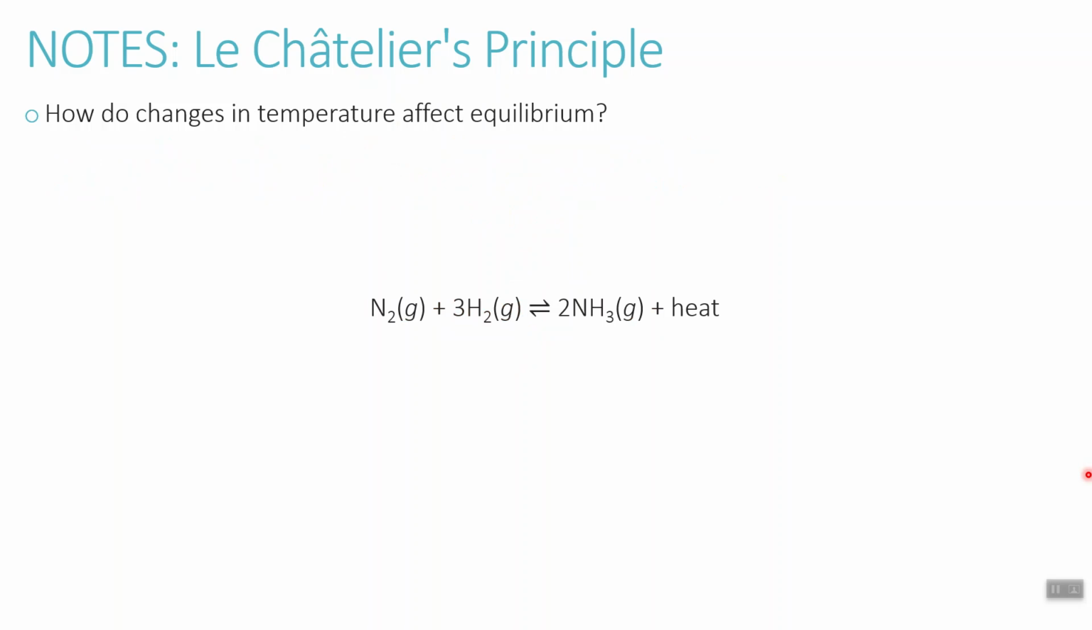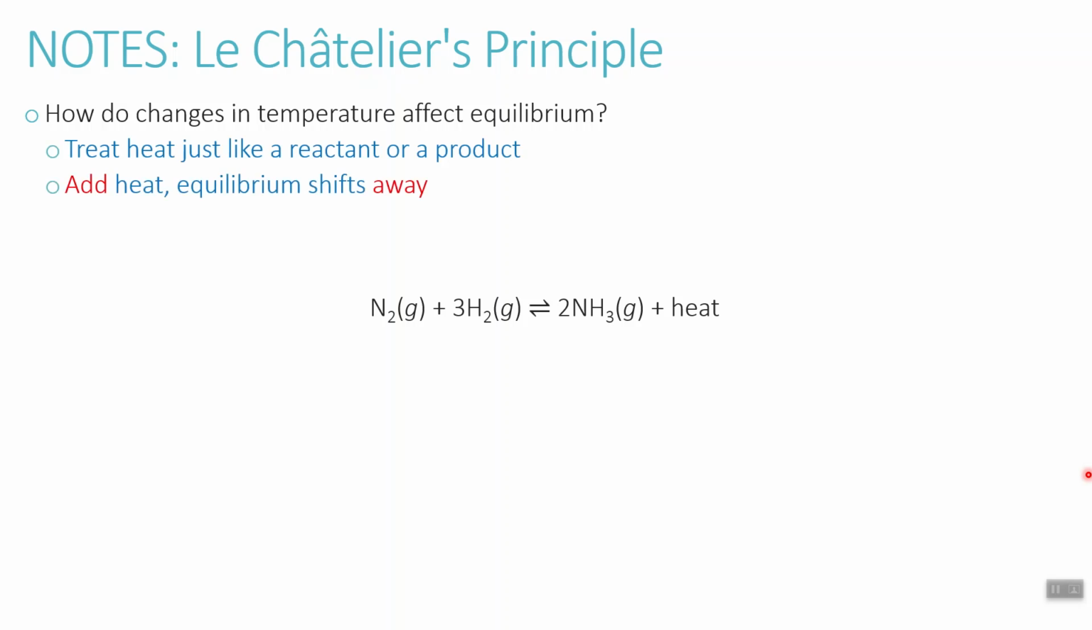What about changes in temperature? How do those affect the equilibrium? I have a chemical reaction here. This is the Haber process that produces ammonia, very important reaction for making enough fertilizer to grow food for our population. And this reaction is exothermic. Heat is a product. So just like before, if you add heat, we're going to shift away. And if we remove heat, we shift to replace. So that same concept as we looked at with concentration still applies here.